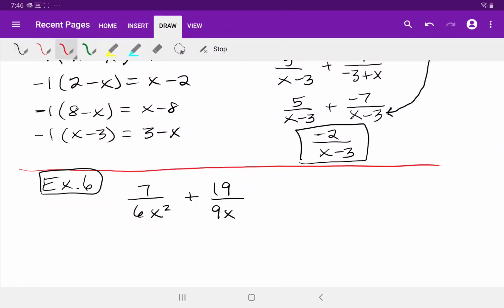Now there's a couple issues in this one. The first thing is, see this x squared? I feel like if I wrote it 6 times x, it's going to save me some time. So I'm going to write 6 times x, 19 over 9x. So let's just focus on the x's.